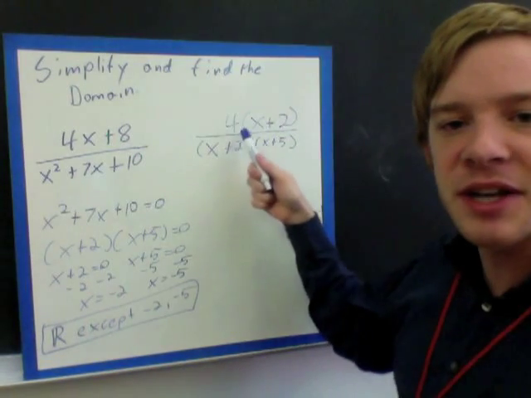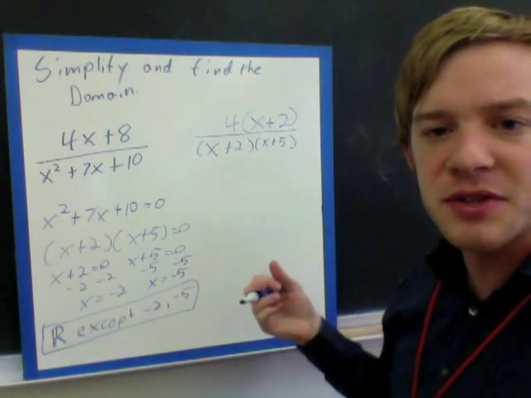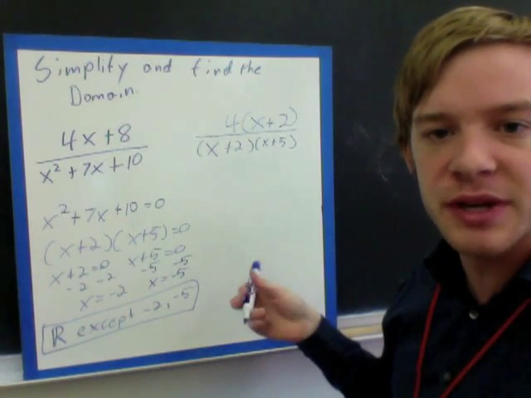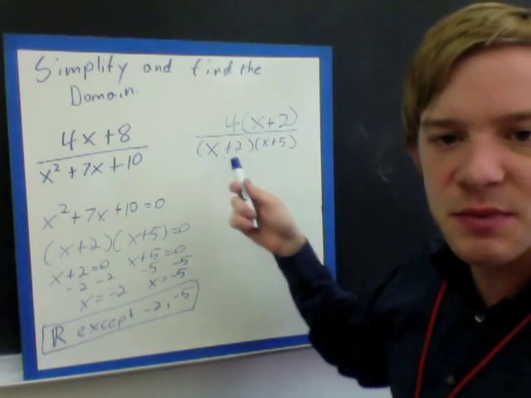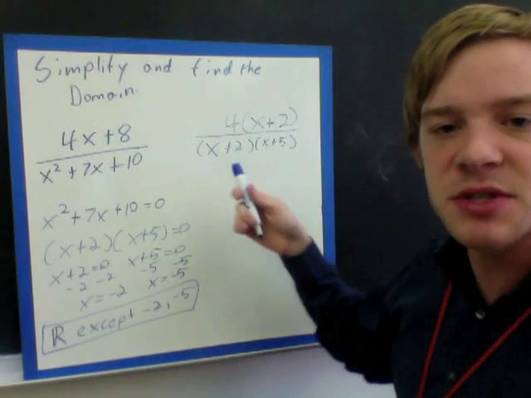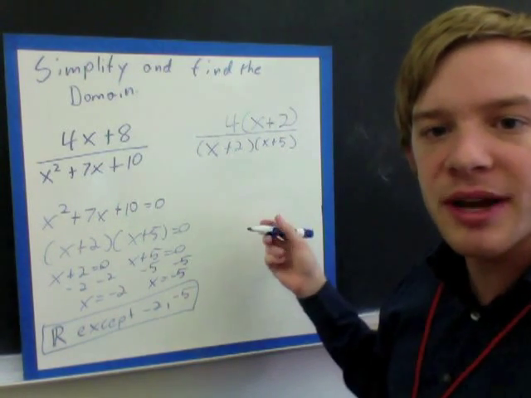Well, look at that. We've got an x plus 2 in the numerator. We've got an x plus 2 in the denominator. Now we've got to make sure that these are factors and not terms, so we can cancel them out. And this x plus 2 is multiplied by the 4, and this x plus 2 is multiplied by x plus 5. So since they're both multiplied and they're not added to anything, we can go ahead and cancel them out.